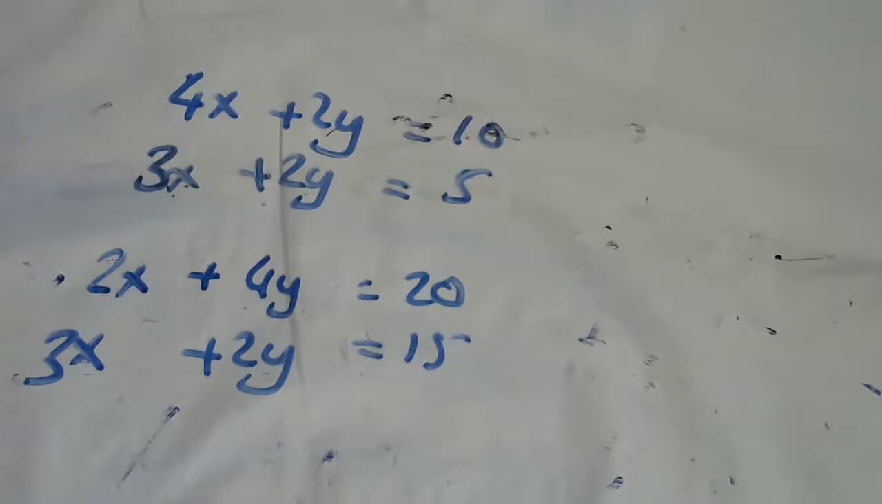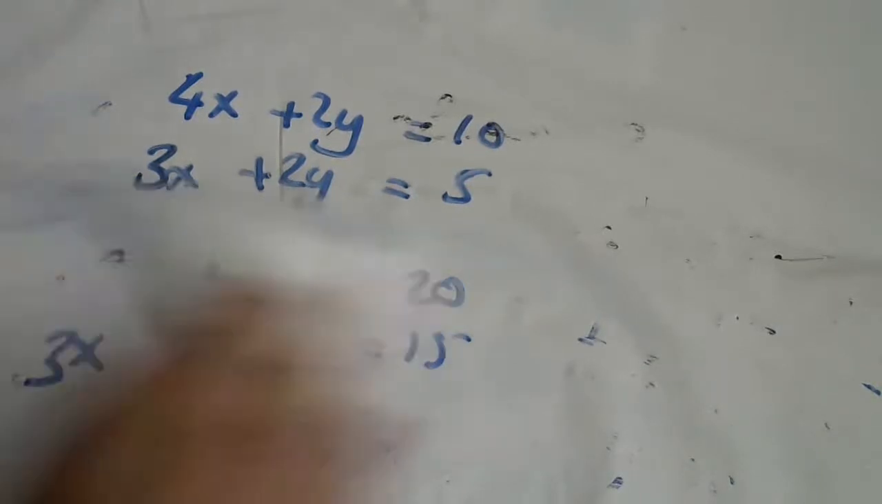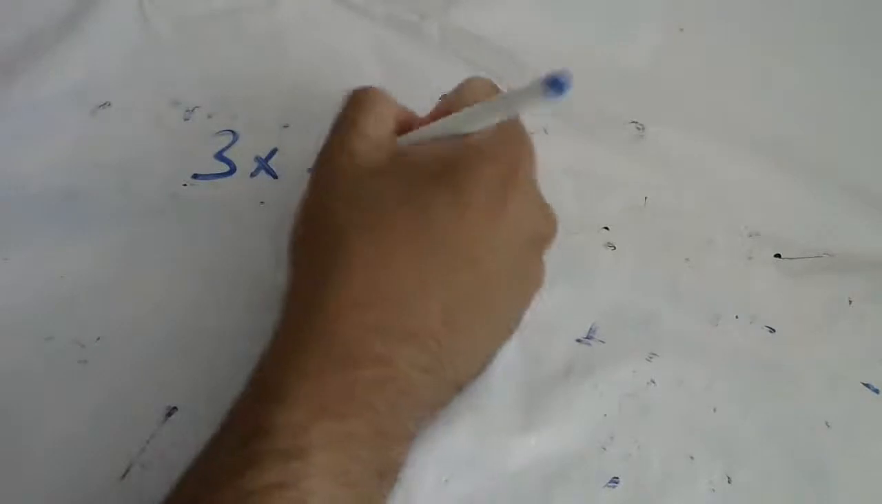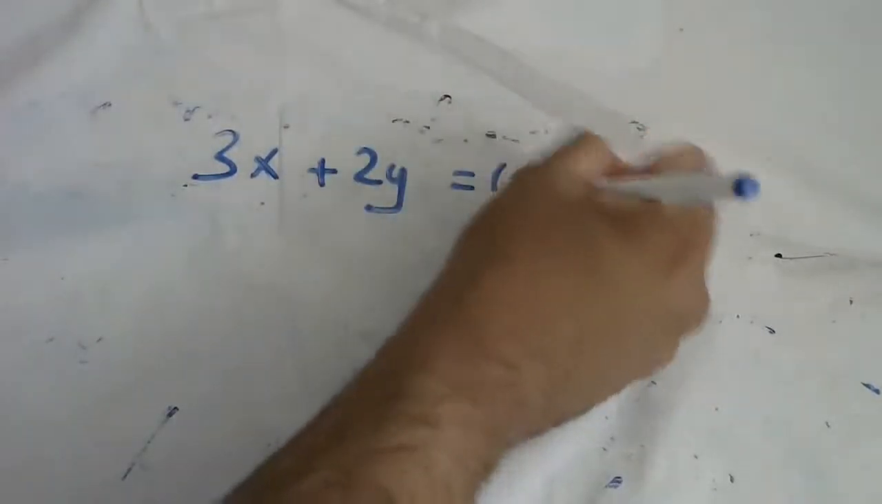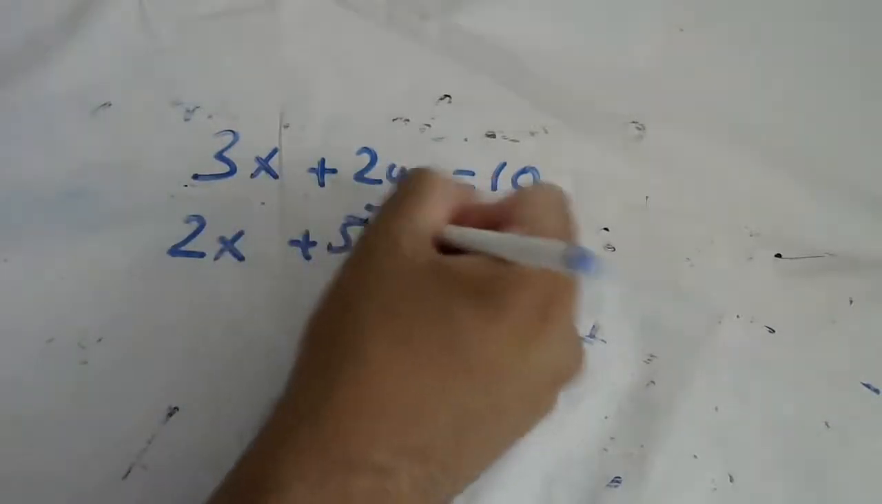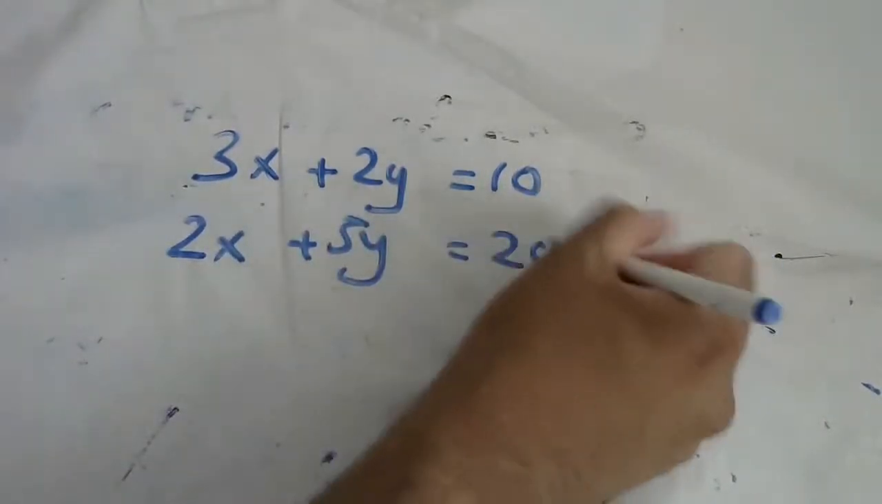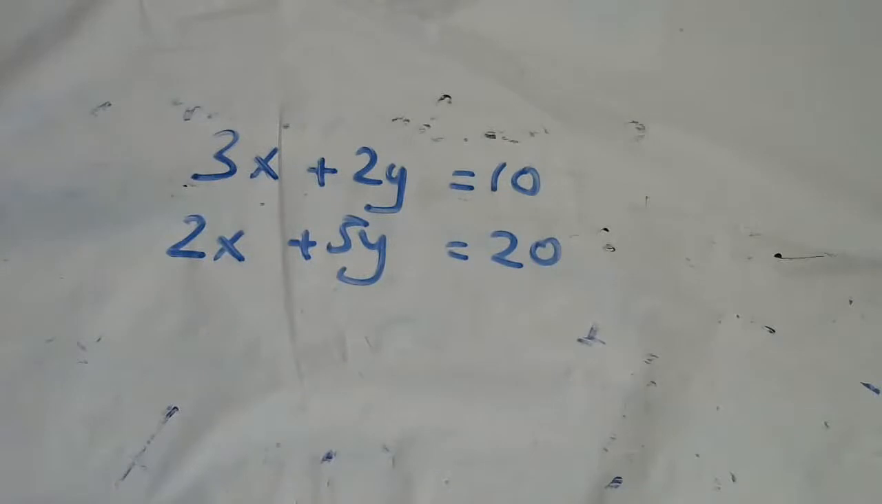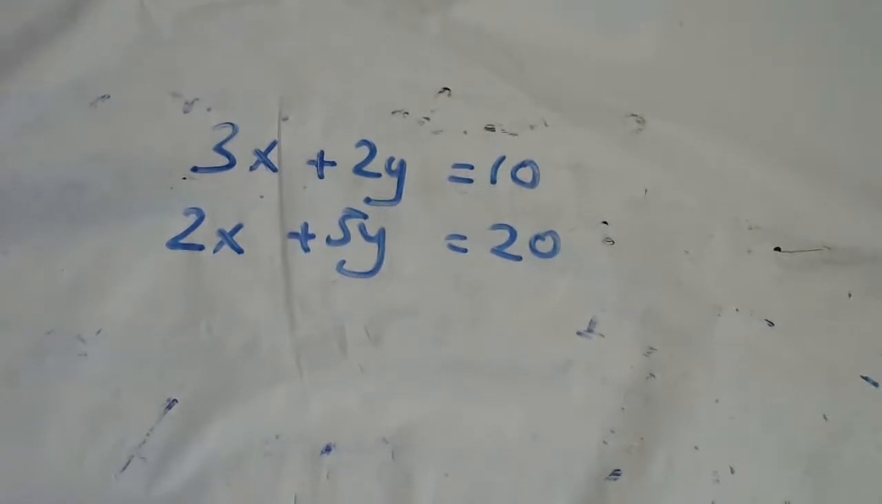What happens if you have a pair of equations that work like this? Here you've got 3x plus 2y equals 10. And here you've got 2x plus 5y equals 20. What's the problem with that set of equations? Why would that be more difficult? Pop something in the chat box.